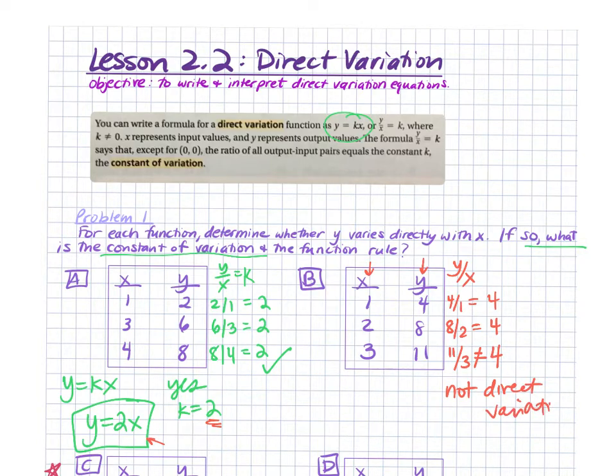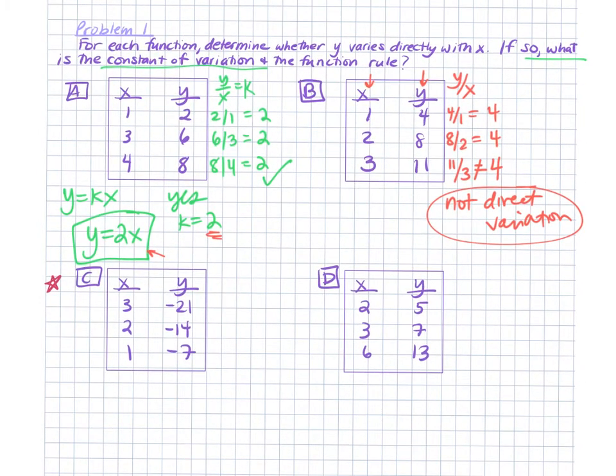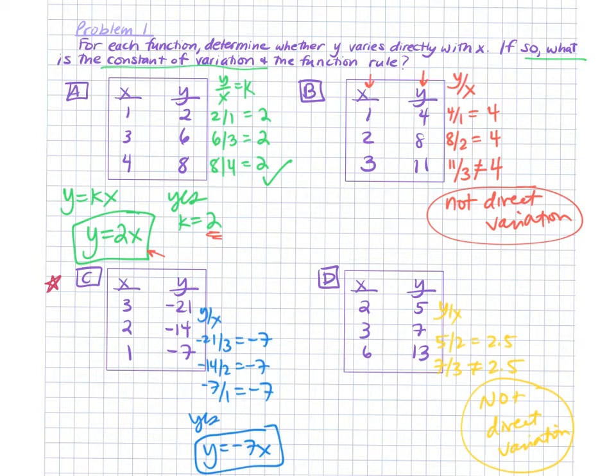Okay, so we have a couple for you to try on your own. Press pause, try these on your own, and then check back for the solutions. Okay, so the first one is direct variation where our constant is -7, so our rule is y equals -7x. And then the next one, this k is not the same, so it's not a constant. This one was 2.5, this one was not 2.5, so we could have just stopped right there and said, nope, this is not direct variation.